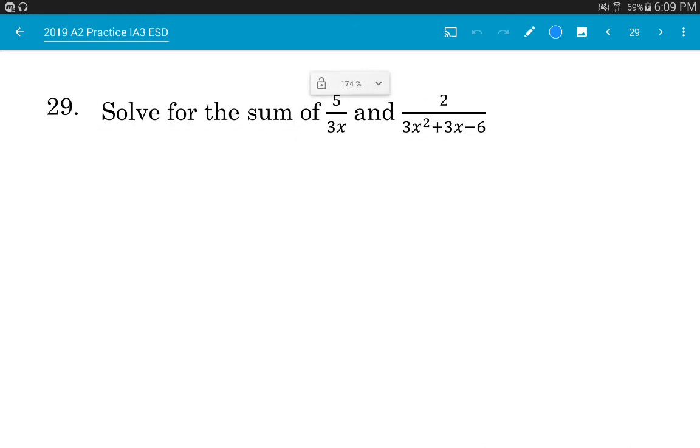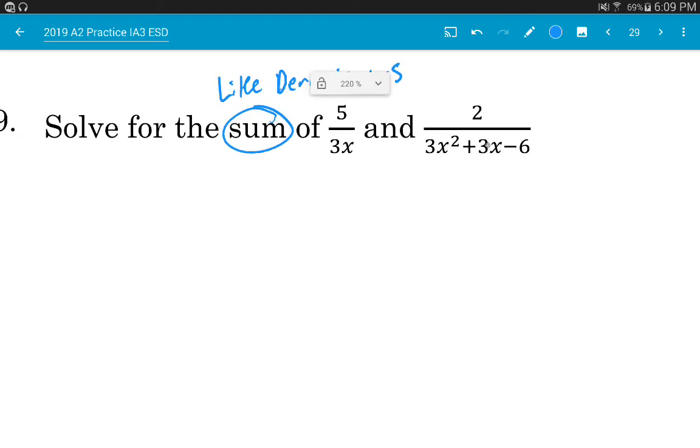29, solve for the sum. What I want to do is get the same denominator, right? These need to have like denominators in order to be added. So here's what I want to do first. I want to factor this. So this can all be divided by 3. So I've got 3 times x squared plus x minus 2, and 2 on top.